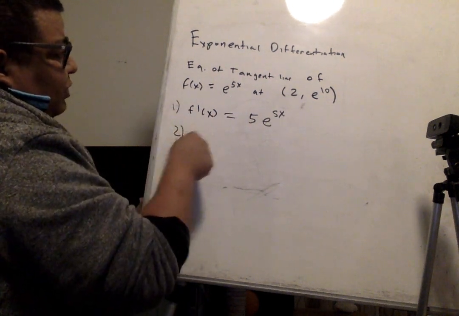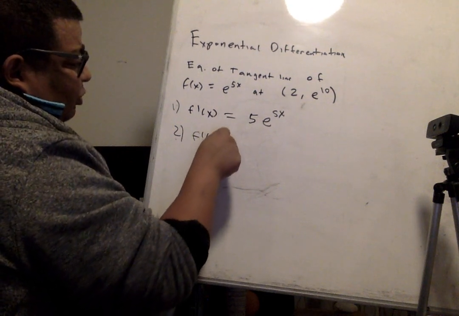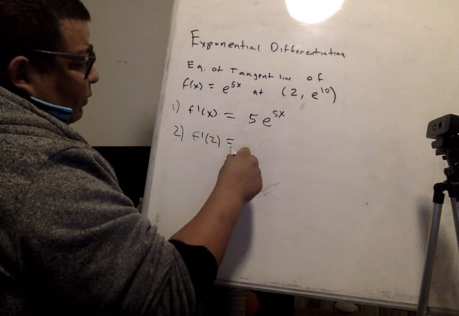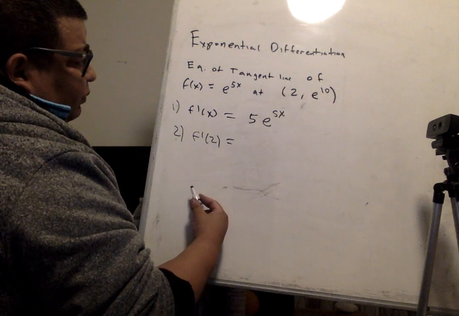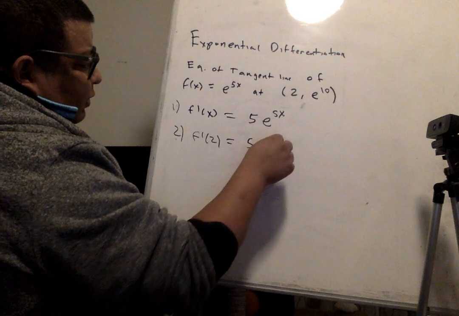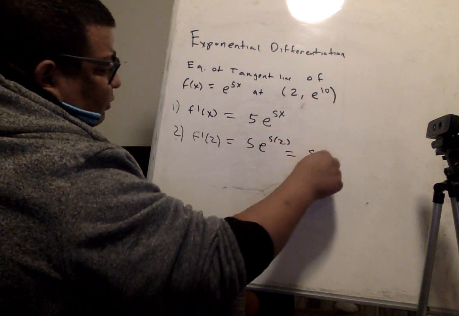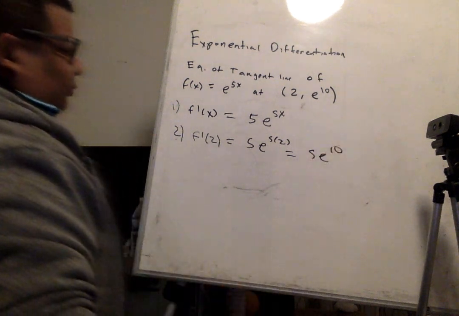The second step is to plug in 2, because we're going to find the slope at that point. So the slope is going to be π e to the π times 2, which equals π e to the 10.